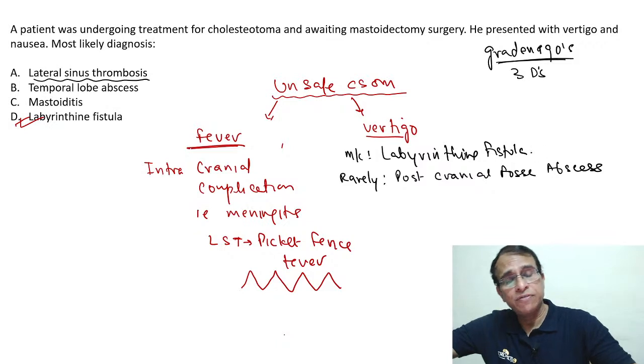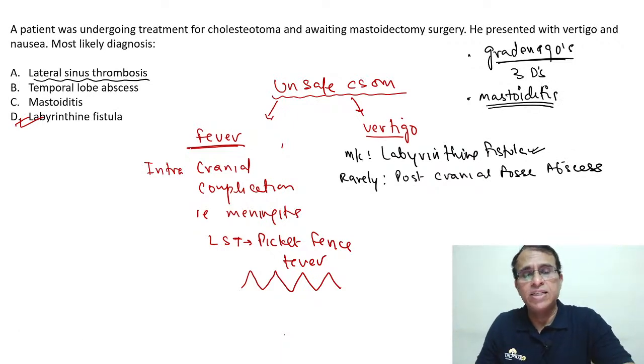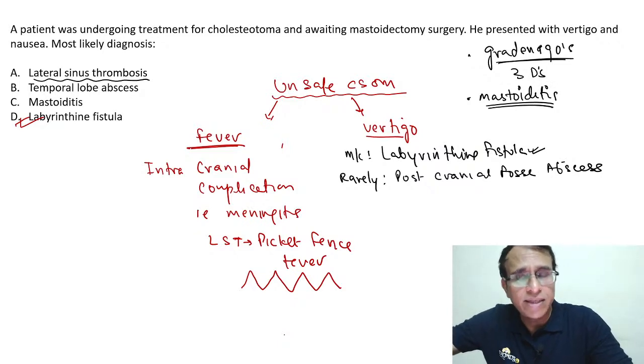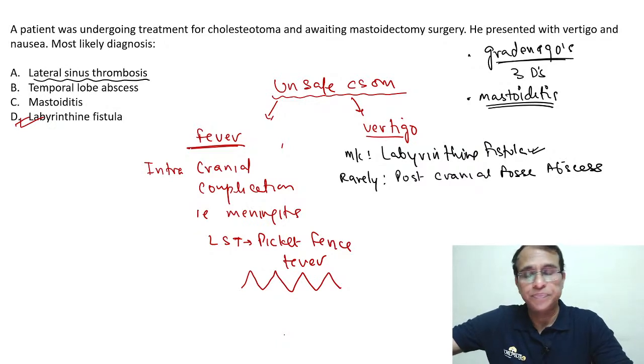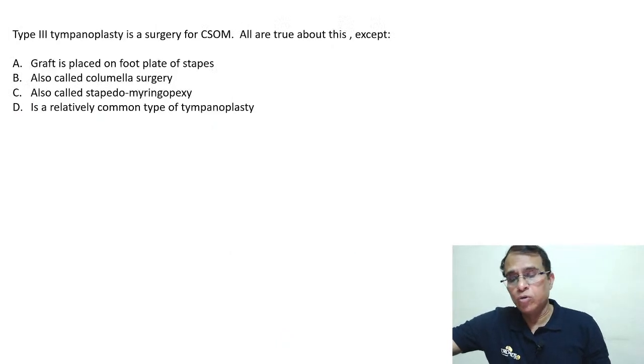And about labyrinthine fistula also, they ask you questions, and also about mastoiditis. Mastoiditis actually is the most common complication of unsafe CSOM, and there were a lot of questions. Again, there are a lot of findings in this: iron out mastoid, lighthouse sign, reservoir sign, things like that. Sometimes they ask you about lateral sinus thrombosis. Okay. So this will complete the main points about the complications of CSOM, but we'll go on to the next question.